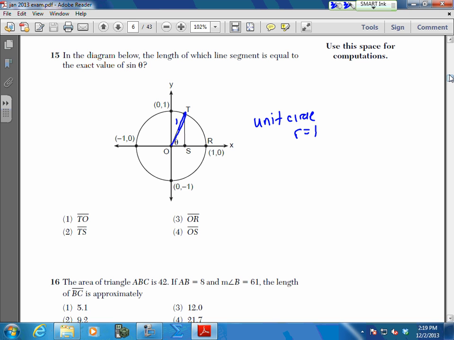Now, your sine of an angle says y over r. Well, if the sine is y over r, and the r is 1, then on a unit circle, the sine is equal to the y. And the y value in this case is the segment TS. Remember, this happens on a unit circle because your radius or your hypotenuse is 1.